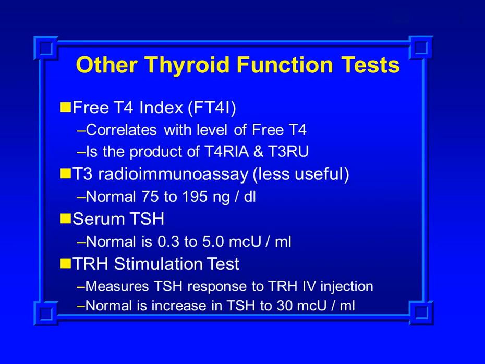Other thyroid function tests. Free T4 index, FT4I, correlates with the level of free T4. It is the product of T4IA and T3RU. T3 radioimmunoassay is less useful. Normal is 75 to 195 nanograms/dL. Serum TSH. Normal is 0.3 to 5.0 microunits/ml. The TRH stimulation test measures the TSH response to TRH injection. Normal is an increase in TSH to 30 microunits/ml.